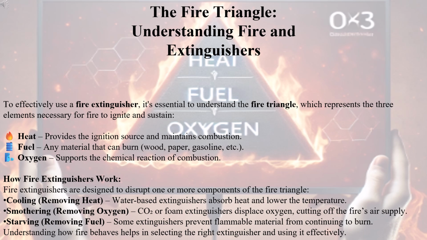How fire extinguishers work. Fire extinguishers are designed to disrupt one or more components of the fire triangle. Cooling. Water-based extinguishers absorb heat and lower the temperature. Smothering. CO2 or foam extinguishers displace oxygen, cutting off the fire's air supply. Starving. Some extinguishers prevent flammable material from continuing to burn. Understanding how fire behaves helps in selecting the right extinguisher and using it effectively.